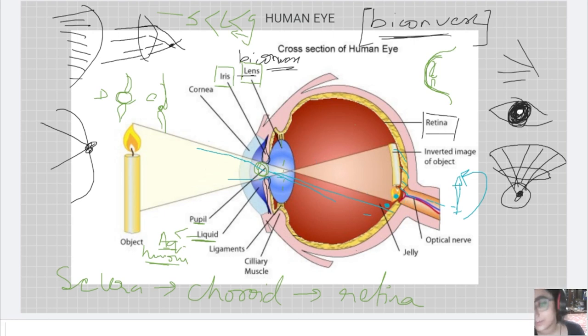So when the light ray falls, it will show the same properties as it used to show when an image was formed by a biconvex lens, that it was always inverted in nature. Okay.